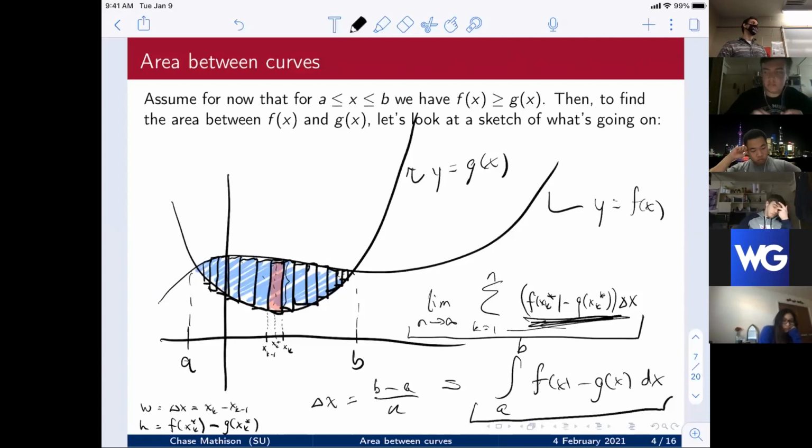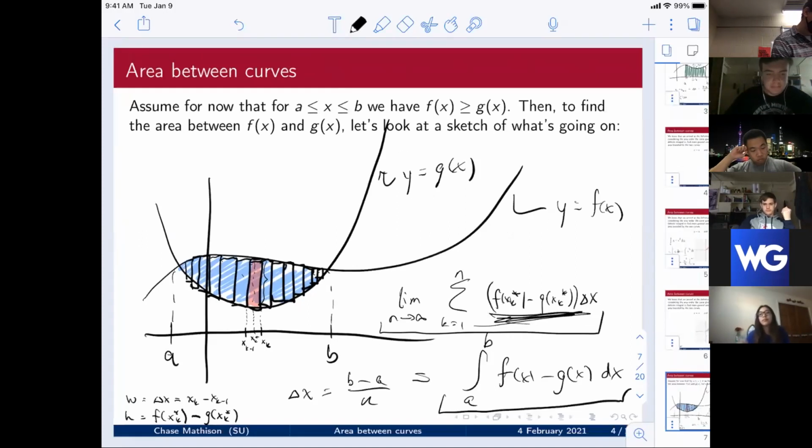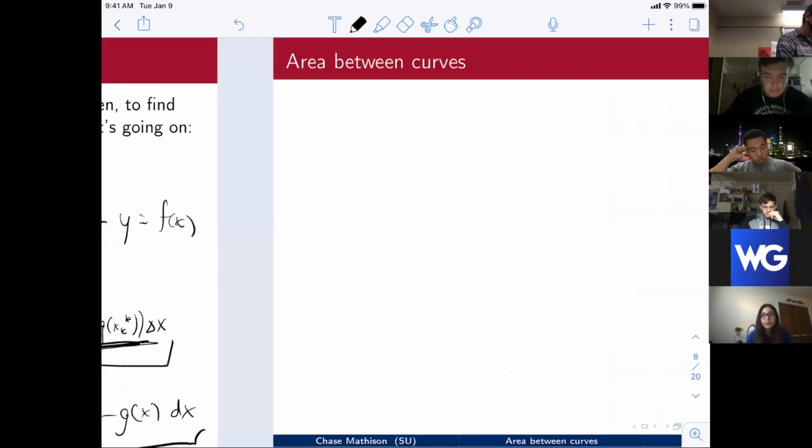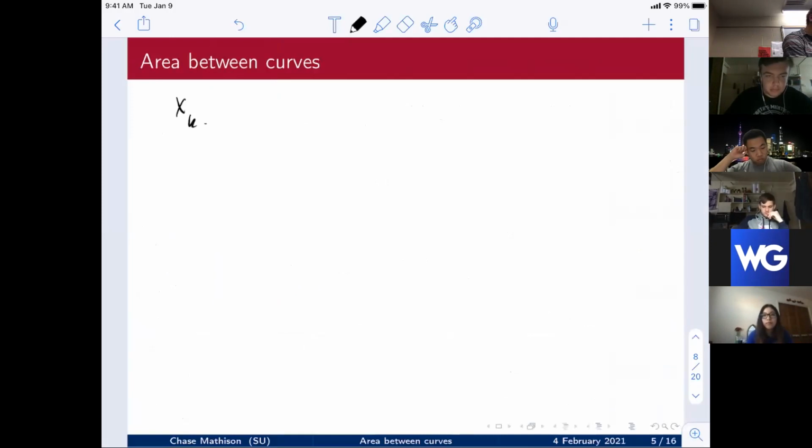So xk star is just xk minus 1. And in general, xk is really, for us, your starting point, x0. So if you were starting at 2, going to 3, then x0 would be 2. And then xk is when you've taken k steps away, so plus k times delta x. Okay. Does that help? Did that answer your question? Okay, good.